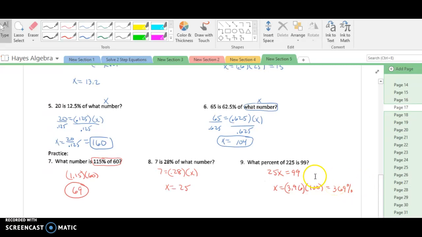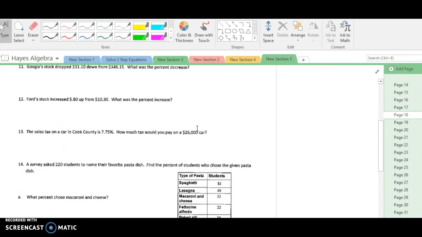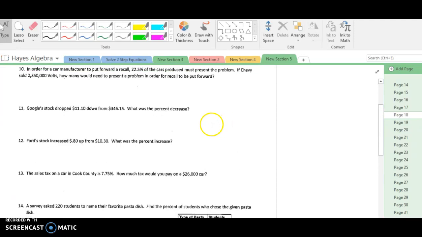Okay, so this should be the easy part of the assignment. All right, now flip to the next page. And we're just going to do these word problems real quick. Number 10. In order for a car manufacturer to put forward a recall, 22.5% of cars produced must present the problem. If Chevy sold 2,350,000 vehicles, how many would need to present a problem in order for the recall to be put forward?